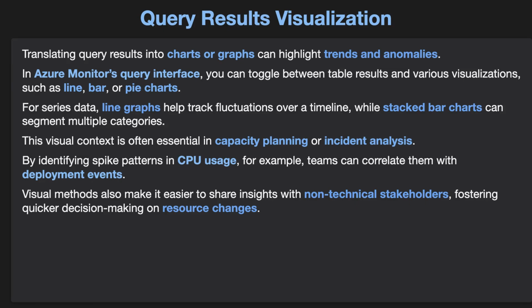In Azure Monitor's query interface, you can toggle between table results and various visualizations, such as line, bar, or pie charts. For series data, line graphs help track fluctuations over a timeline, while stacked bar charts can segment multiple categories. This visual context is often essential in capacity planning or incident analysis. By identifying spike patterns in CPU usage, for example, teams can correlate them with deployment events. Visual methods also make it easier to share insights with non-technical stakeholders, fostering quicker decision-making on resource changes.